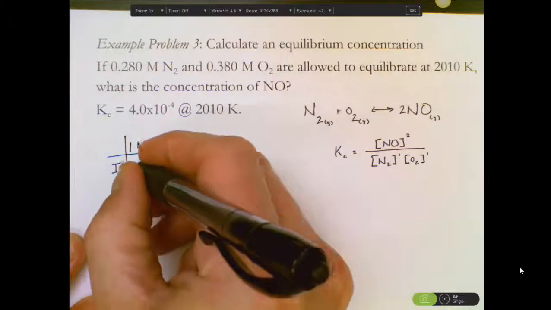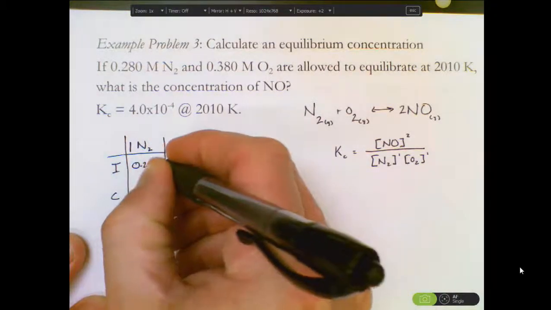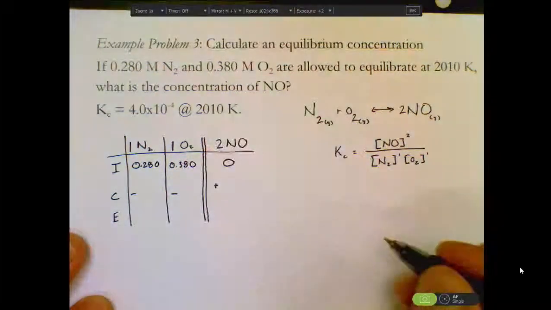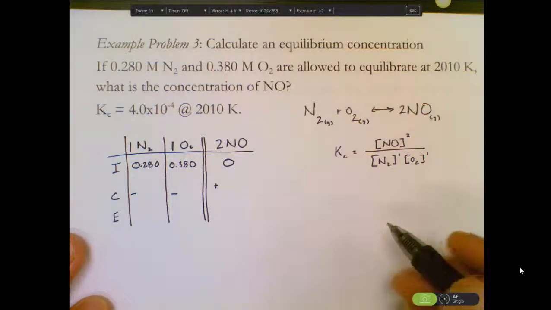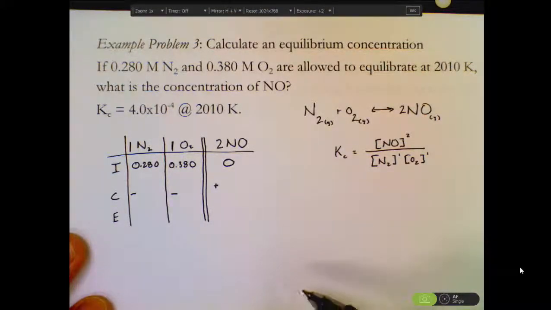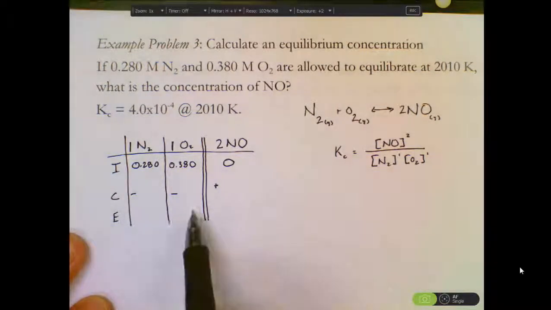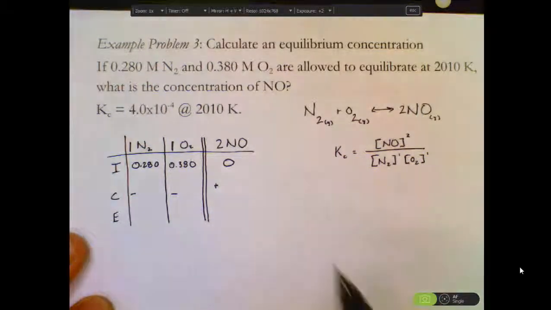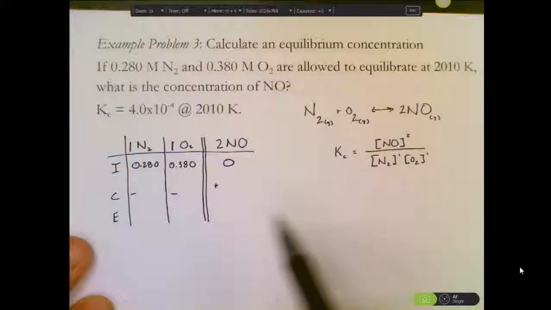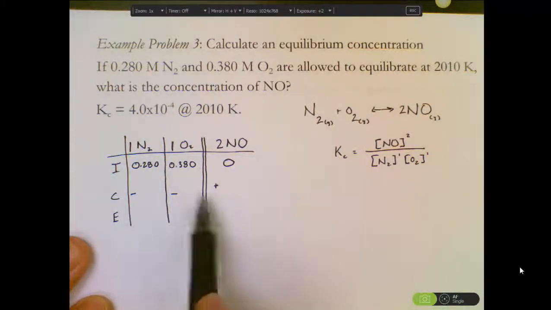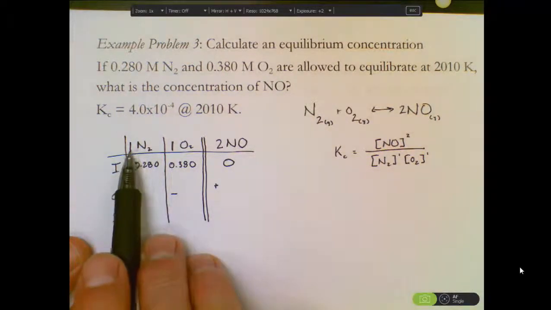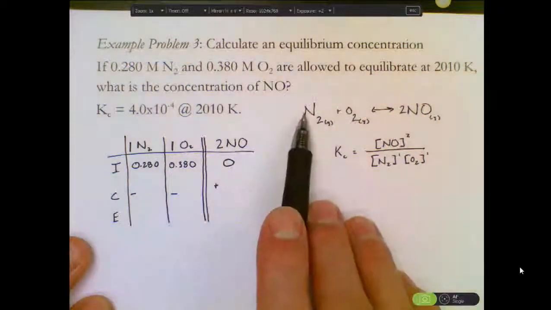The problem tells us we have 0.280 and 0.380 as our initial quantities. And then that's all we have besides our equilibrium constant. Since we need to solve for this row, and right now we don't know anything about that row besides that it's going to be some change compared to what we have up here.